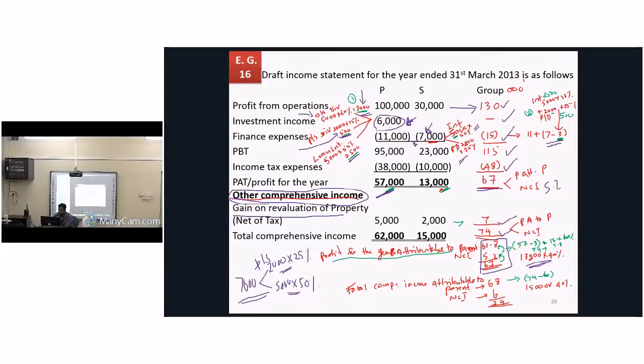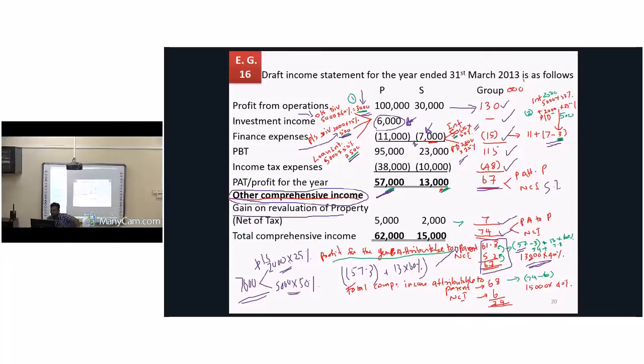Therefore 57 minus 3. Look, I have written it here. 57 minus 3, plus 13 into 60%. This is equal to 61.8. Hope we did it, I think, several times now. It is enough for that.